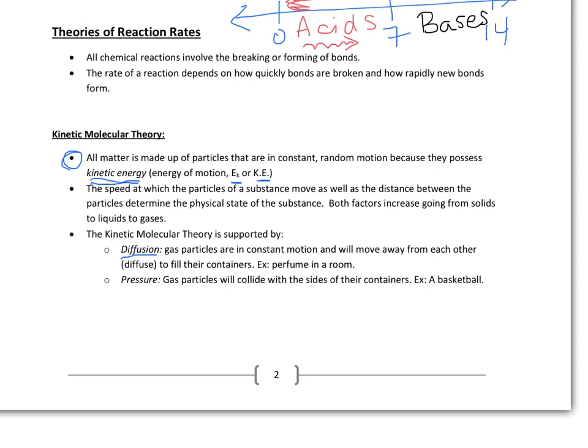Another example would be that of pressure. For example, a basketball. When you inflate a basketball, the particles inside of the basketball must be in constant random motion and hitting against the inside of the basketball. Otherwise, the basketball would not stay inflated.